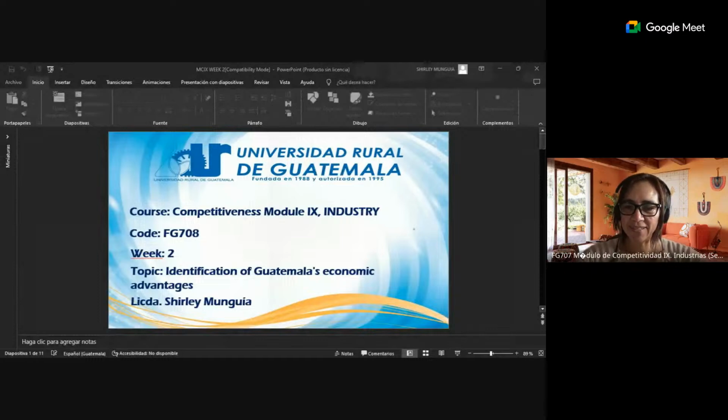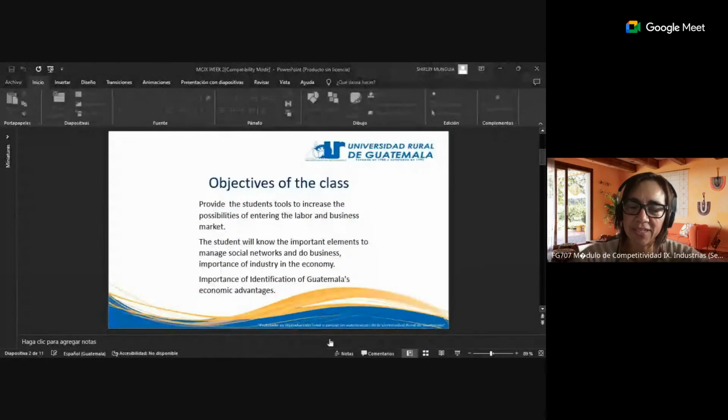Let's start with the objectives that we have for today. That is providing tools to increase the possibilities of entering the labor and business market. Also, you as a student will know how to manage social networks and do business, industry and economy. The main objective that we have today is the importance of identification of Guatemala's economic advantages. So we're going to talk a lot about our beautiful country, and I want you to feel proud to be Guatemalan, and you will find why.